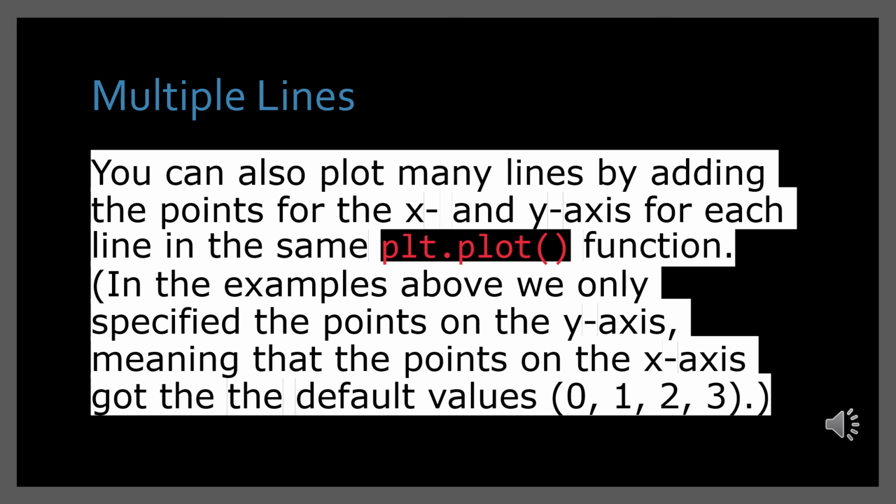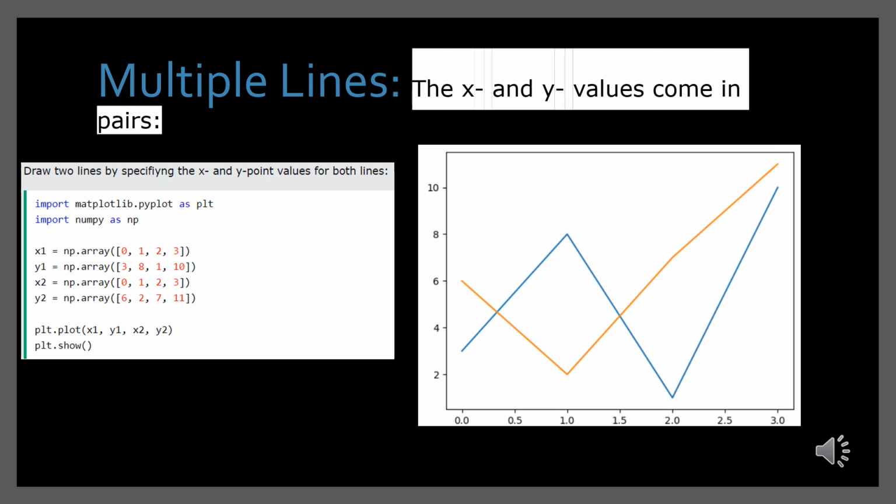We are going to use one example to have specific points on the x-axis, meaning the points on the x-axis are no longer the default values. The plot call comes like x1 is having one array, y1 is having one array, x2 and y2 have arrays. So x1 will be taken as the x-axis and y1 as the y-axis, and x2 as the x-axis and y2 as the y-axis. So these points are merged and shown in the graph.